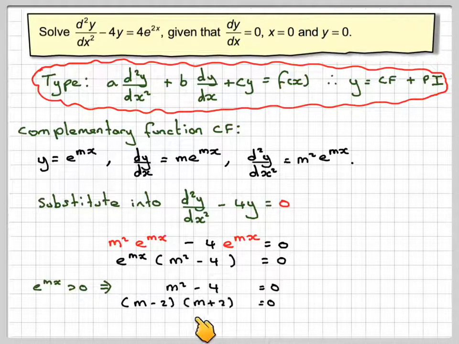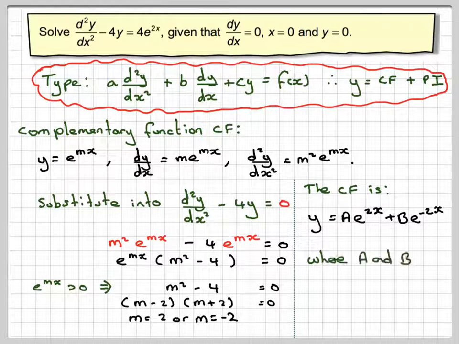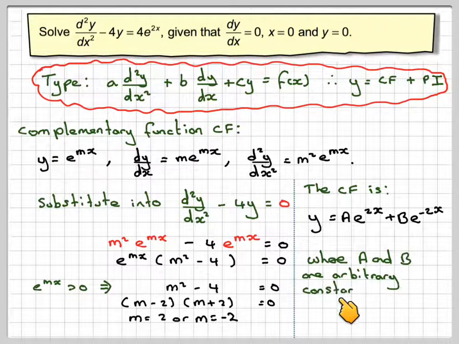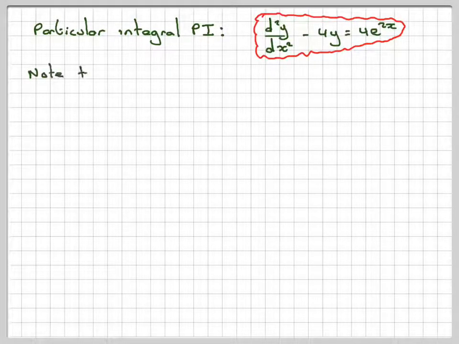And then m minus 2, m plus 2 is equal to 0, so m could be equal to 2 or m is equal to minus 2. The complementary function will be y is equal to a e to the 2x plus b e to the minus 2x. So now what we've got to do is find the particular integral that we need to add to that. Point out that a and b are arbitrary constants, and we're probably going to be able to calculate these using these boundary conditions.